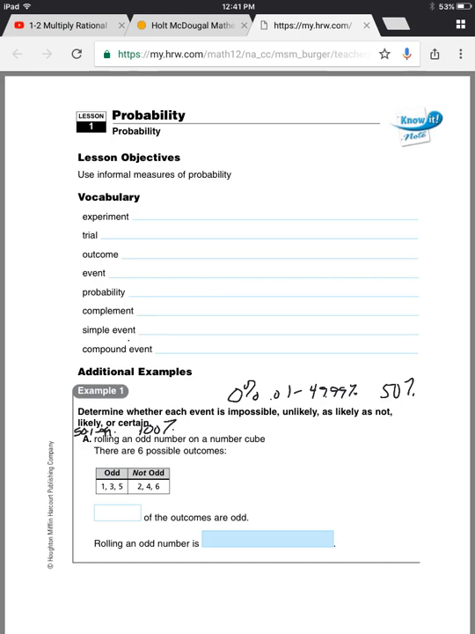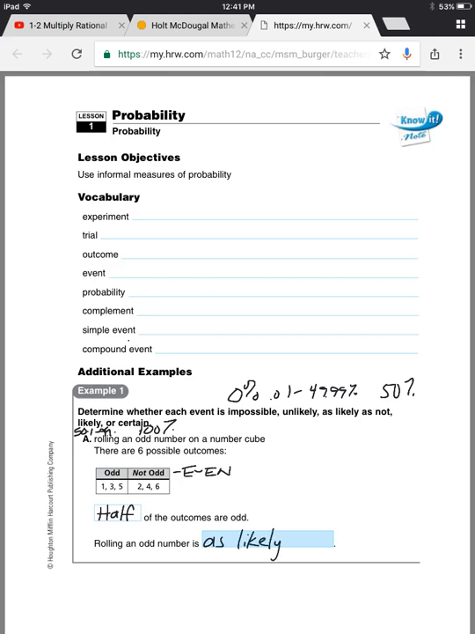So, rolling an odd number on a number cube. There are 6 possible outcomes on a number cube: 1, 2, 3, 4, 5, 6. 1, 3, 5 are odd numbers. 2, 4, 6 are not odd, or even numbers, as we like to call them. I don't know why they put not odd. Anyways, half of the outcomes are odd because we have 3 of 6, which is 1/2. Rolling an odd number is as likely as not.